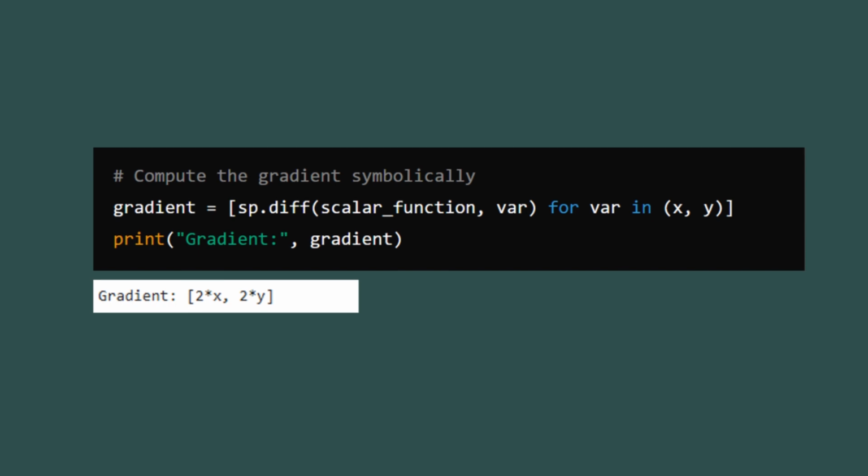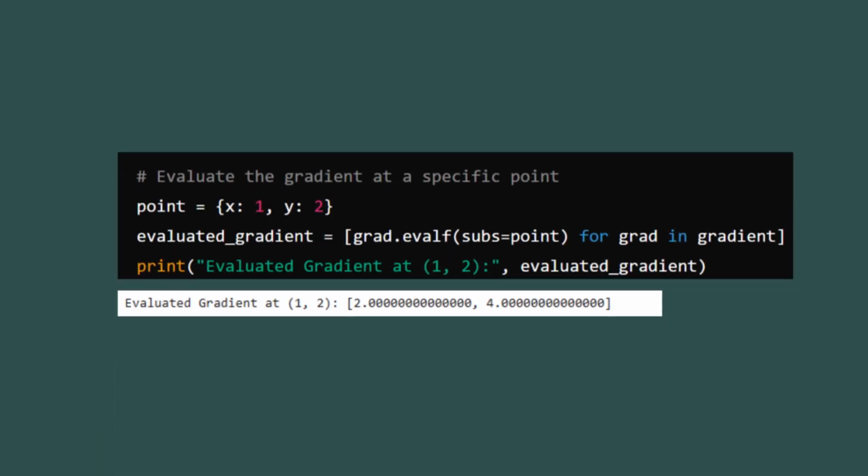Next, we evaluate the gradient at a specific point, in this case, x equals 1 and y equals 2. To do this, we substitute the values of x and y into the symbolic gradient using sympy's eval function. The evaluated gradient provides the numeric values of the gradient at this point, which we print for confirmation. This step demonstrates how the gradient changes at a specific location on the scalar function surface.